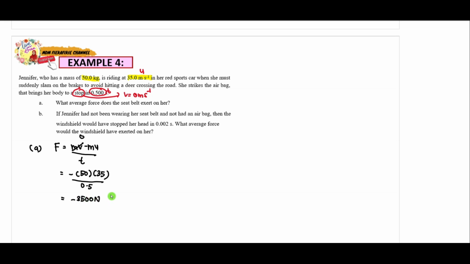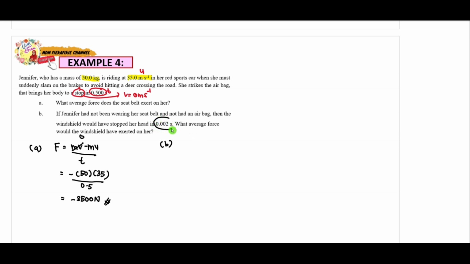Okay, so this is the force exerted by the seatbelt on her. Okay, finish question A. And B, if Jennifer had not been wearing her seat belt and not had an airbag, then the windshield should have stopped her head in 0.002 seconds.